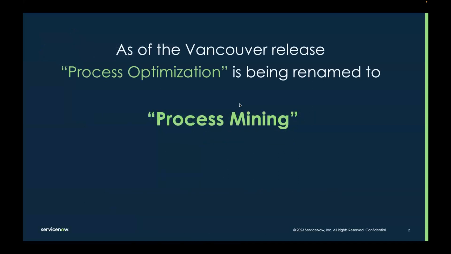First thing, I just want to mention it once again. I'll probably do this for a couple of sessions, not just for you, but also for me. As of the Vancouver release, process optimization has been renamed to process mining. So you'll start to see, in the documentation, in your instances, in the community, everywhere where you would have seen process optimization in the past, the term process mining show up. So just be aware of that when you start searching for things. You can start searching for process mining ServiceNow or ServiceNow process mining. That's the newer content is going to be labeled with that.